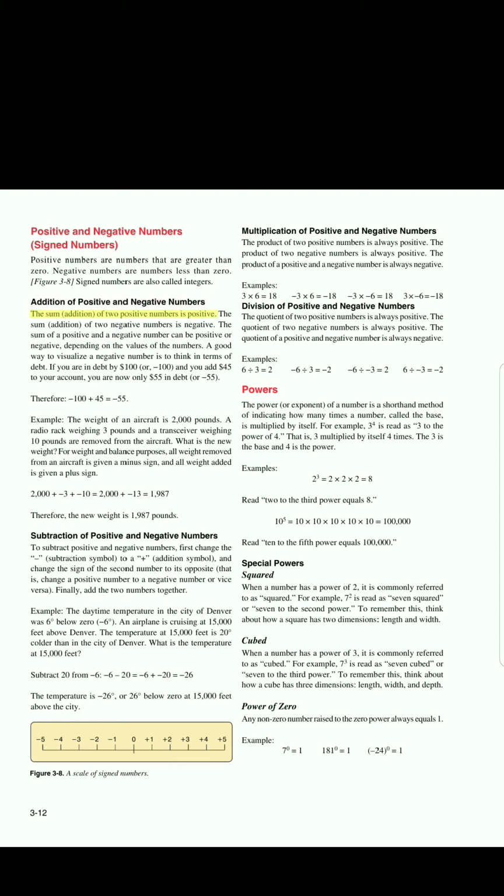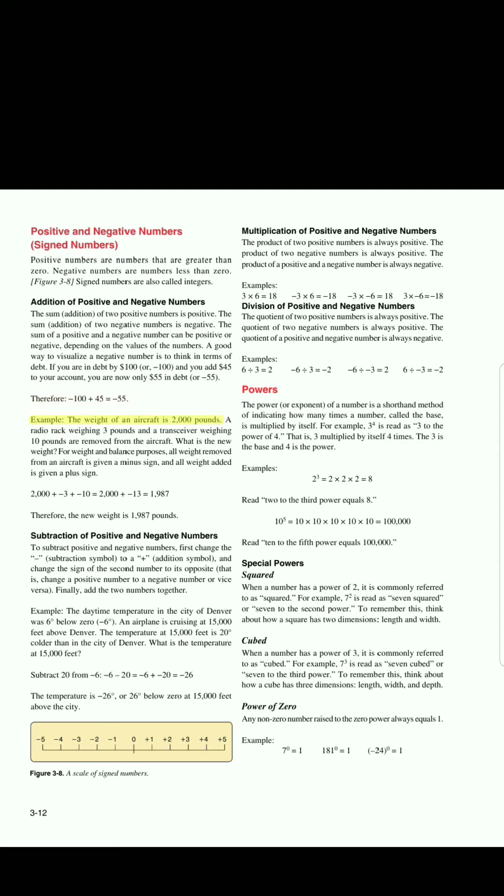The sum, addition, of two positive numbers is positive. The sum, addition, of two negative numbers is negative. The sum of a positive and a negative number can be positive or negative, depending on the values of the numbers. A good way to visualize a negative number is to think in terms of debt. If you are in debt by $100, or minus 100, and you add $45 to your account, you are now only $55 in debt, or minus 55. Therefore, minus 100 plus 45 equals minus 55.